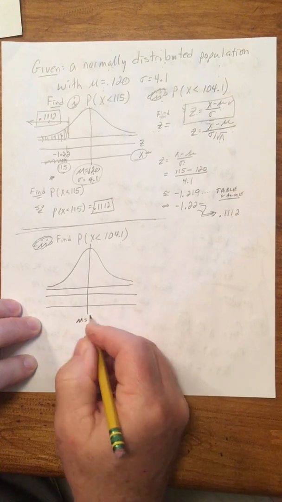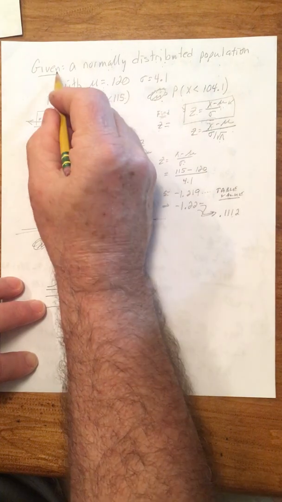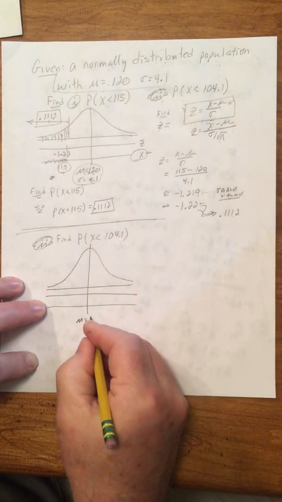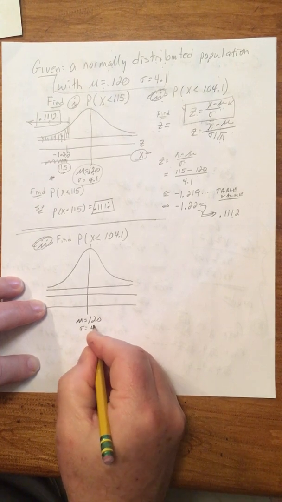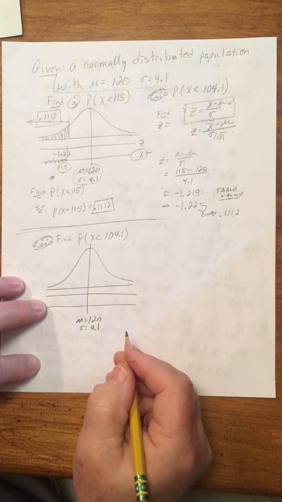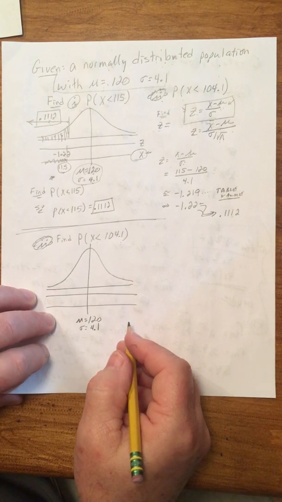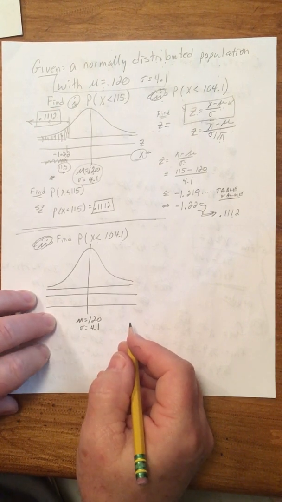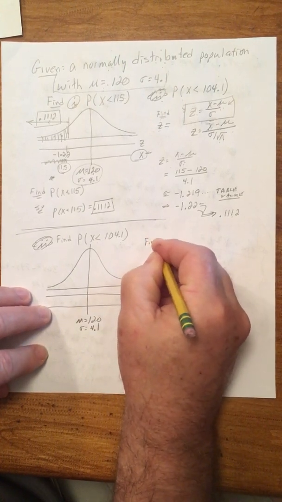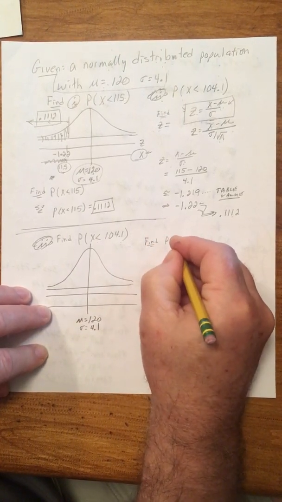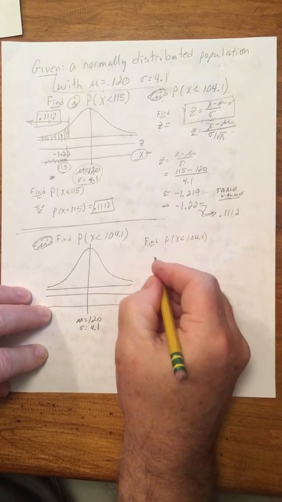All right, we know where mu is. Mu is known to be the population mean. The mean is 120, and the standard deviation is 4.1. And we want to find the probability that x is less than 104.1.